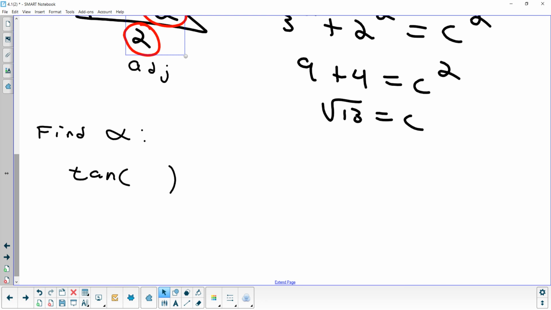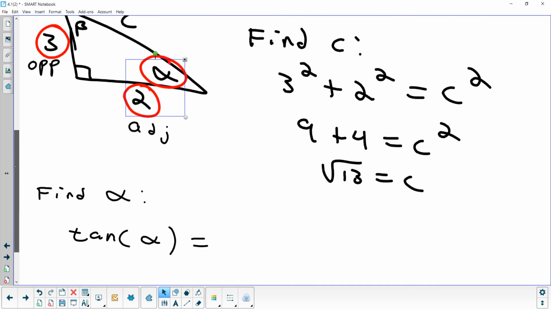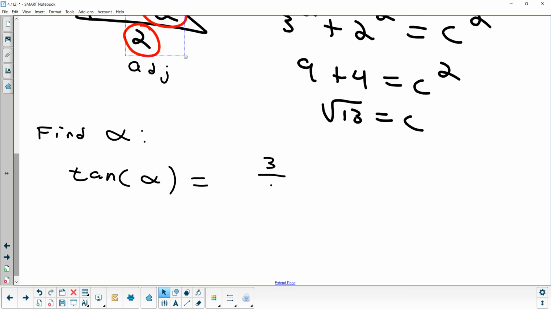So we're going to use tangent. We always fill the angle in. So this time it's tangent of alpha equals opposite over adjacent, 3 over 2. Now I have to get alpha by itself.